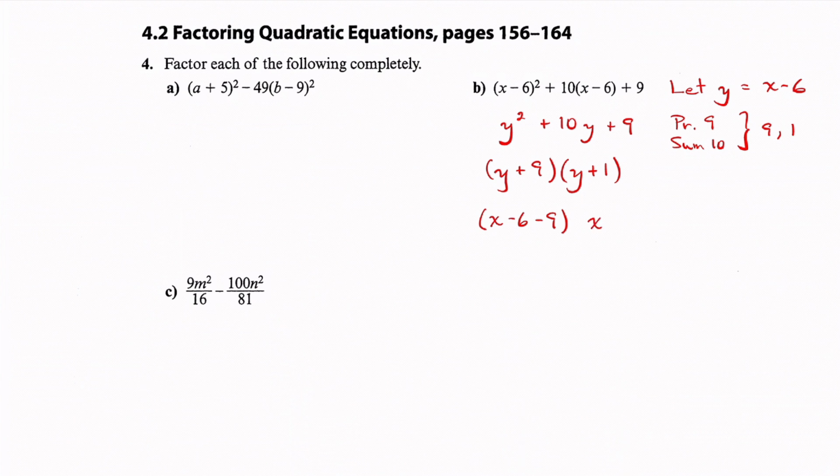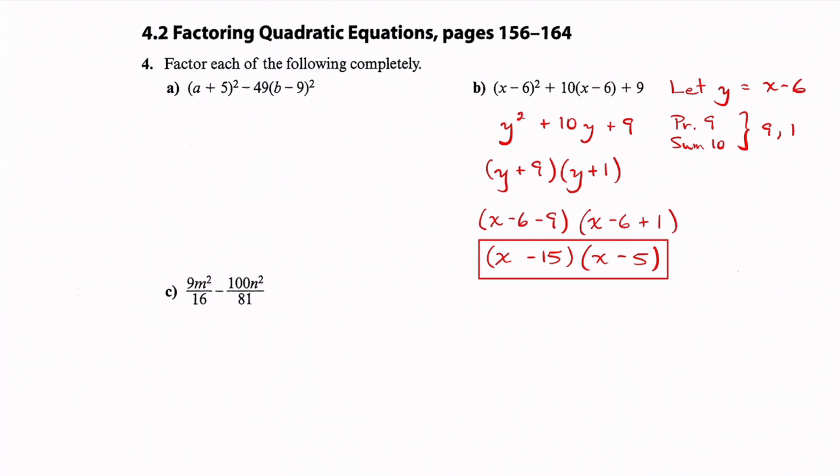And then here we have x minus 6 again, and then don't forget the plus 1. And then I'm just going to simplify that. So I can put the two numbers together in each of these brackets. In the first one, I'm going to have x minus 15, and then in the second one, I'm going to have x minus 5. And then that would be your answer.